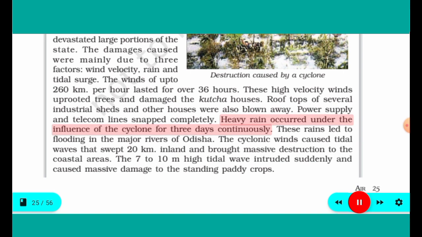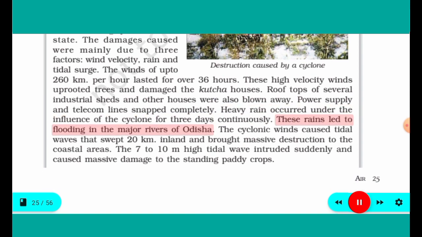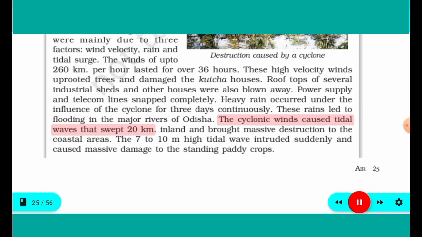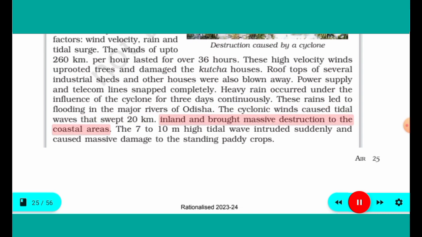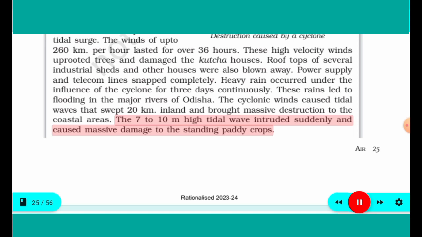Heavy rain occurred under the influence of the cyclone for 3 days continuously. These rains led to flooding in the major rivers of Odisha. The cyclonic winds caused tidal waves that swept 20 kilometers inland and brought massive destruction to the coastal areas. The 7 to 10 meters high tidal wave intruded suddenly and caused massive damage to the standing paddy crops.